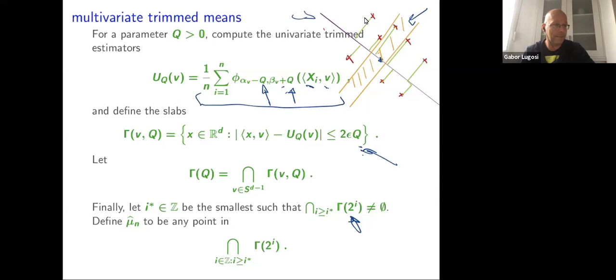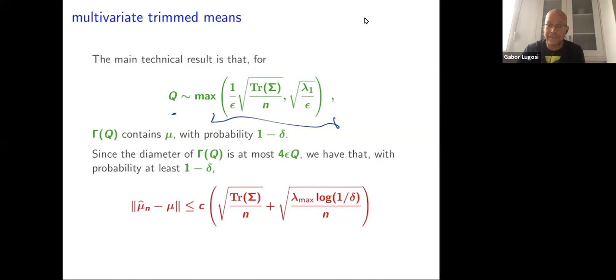And the main theorem says that if Q is chosen like this, 1/ε times the square root of log 1/δ, where epsilon is the same as before, then this set, gamma Q, is not only non-empty, it contains the true mean with probability 1 - δ.